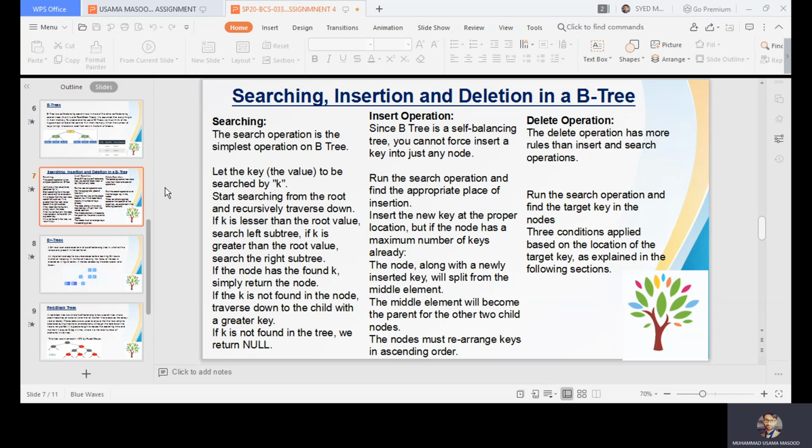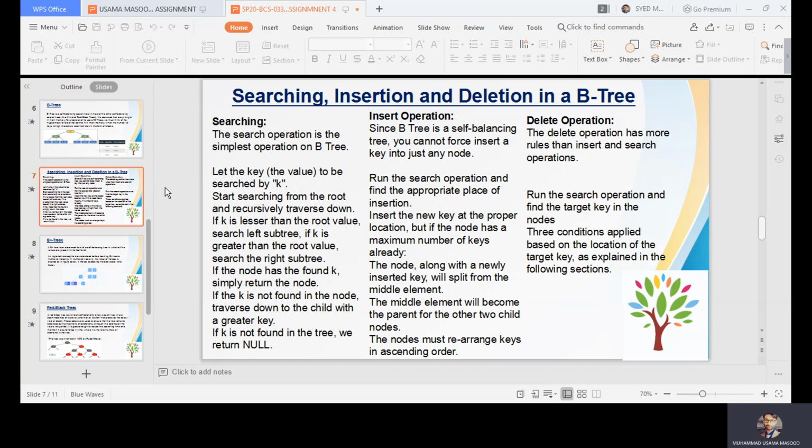And this was all about the insertion operation in B-trees, and the nodes must rearrange the keys in ascending order. This is also an important point, that the keys will rearrange themselves in ascending order. At the end, we will talk about the deletion operation in B-trees.